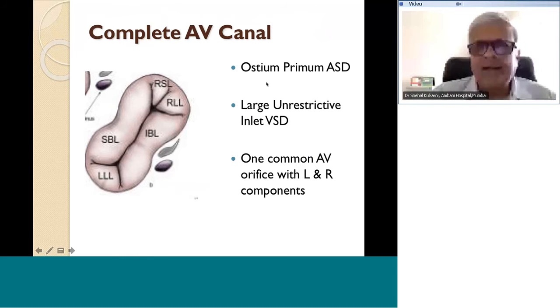In the complete AV canal, more importantly, there is an ostium primum ASD, a large unrestricted VSD below the bridging leaflets, and one common AV valve orifice with left, right, and left lateral components.